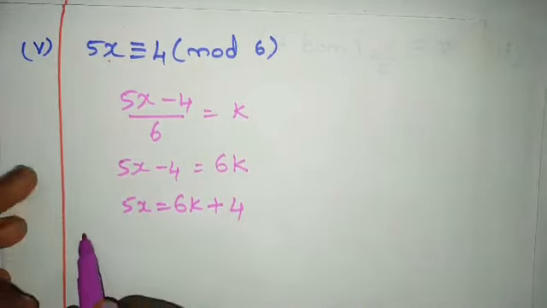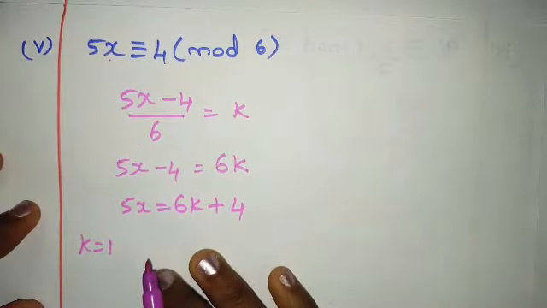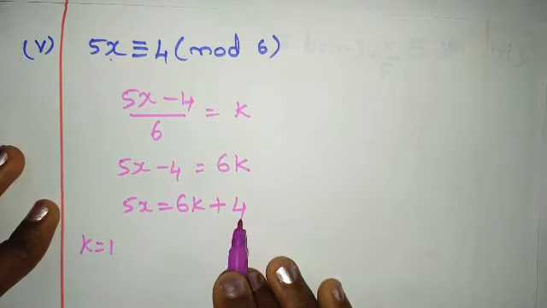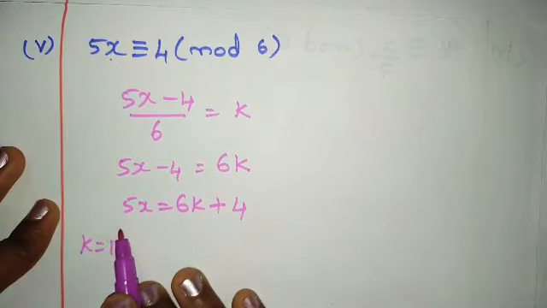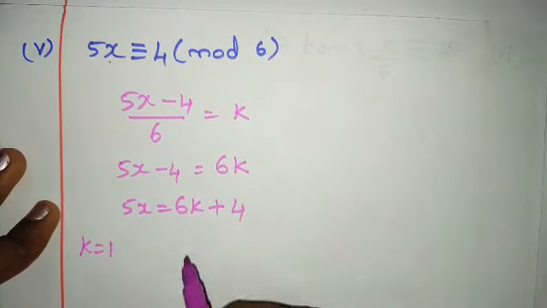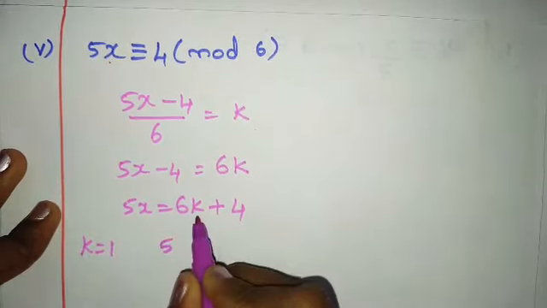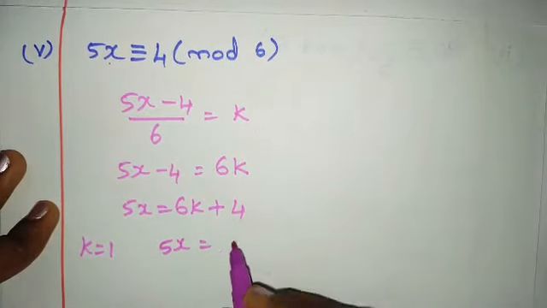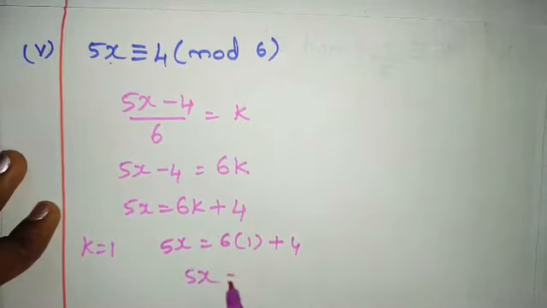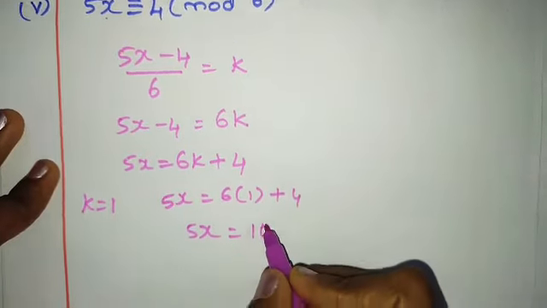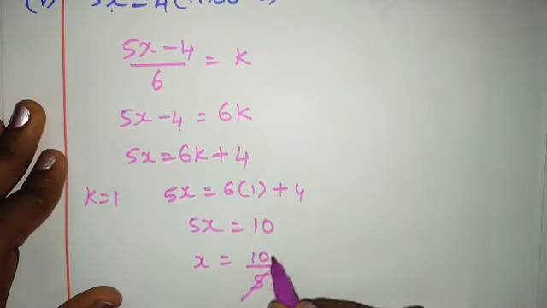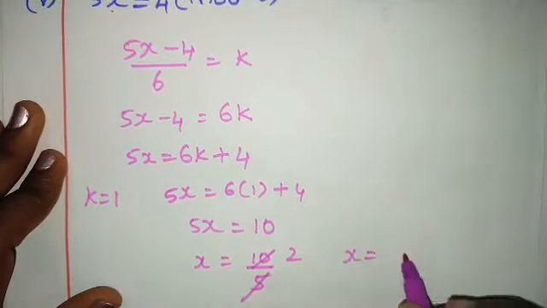So definitely you have to take k as 1. Okay, so if you take k as 1, 6 into 1, 6 plus 4 is 10. 10 divided by 5 is 2. Okay, if you take 2, it becomes 12 and more. So you need the least value, right? So what you do, take k value as 1. So 5x is 6 into 1 plus 4. That is 5x is equals to 6 plus 4 is 10. Then x is equals to 10 divided by 5. 5 twos are 10, so your x value is 2.